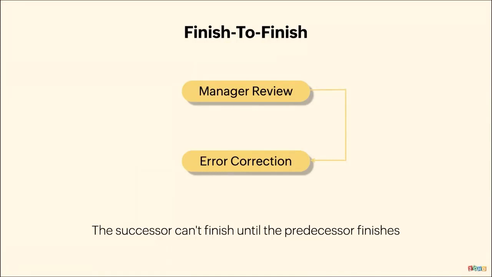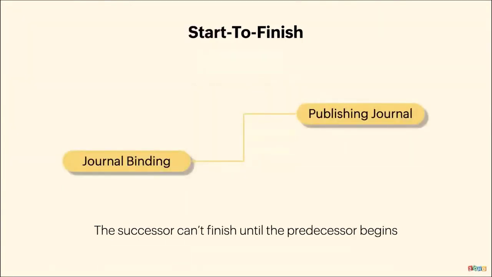Finish to finish dependency: a task cannot be completed until the other task is finished. For instance, an error correction cannot be completed until the manager review is finished. And then we have the start to finish dependency: a dependent task can only be completed when the parent task is about to begin. For instance, publishing the journal cannot be completed unless the journal binding process starts.